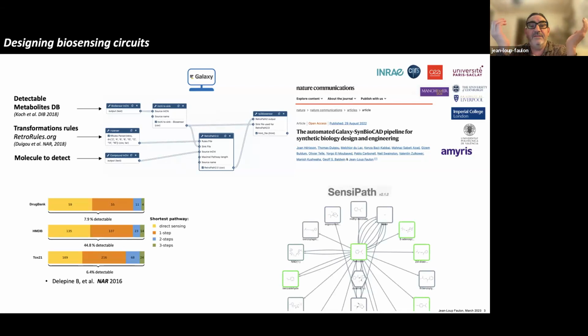And by doing this with the technology that we call sensing-enabling metabolic pathways, you can really increase the number of detectable molecules. These can be drugs. It might be interesting to detect if drugs have been metabolized in your organism. It can be, of course, biomarkers or toxic compounds.